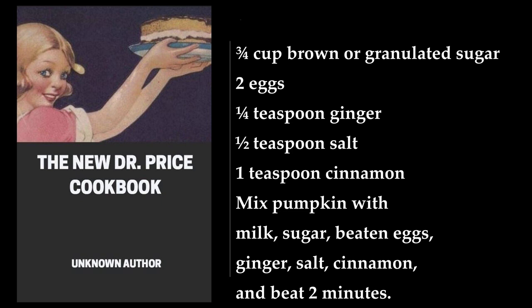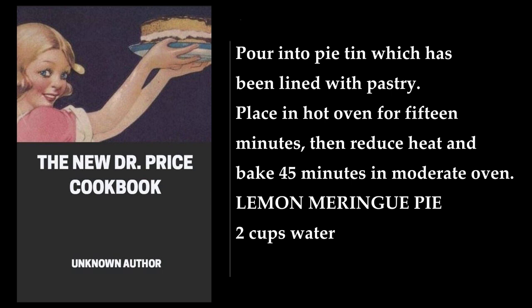Mix pumpkin with milk, sugar, beaten eggs, ginger, salt, cinnamon, and beat 2 minutes. Pour into pie tin which has been lined with pastry. Place in hot oven for 15 minutes, then reduce heat and bake 45 minutes in moderate oven.